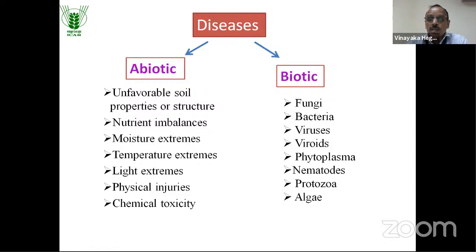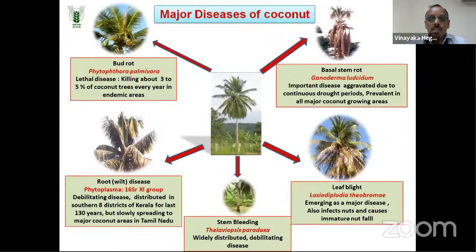So one is fungi, what we call bacteria, viruses, viroids, phytoplasma, nematodes, protozoa, algae. I think you must have studied all this in your basic plant pathology course in BSc Agri. So these are the major ones. Coming to today's topic, I'm going to cover the major diseases of coconut.